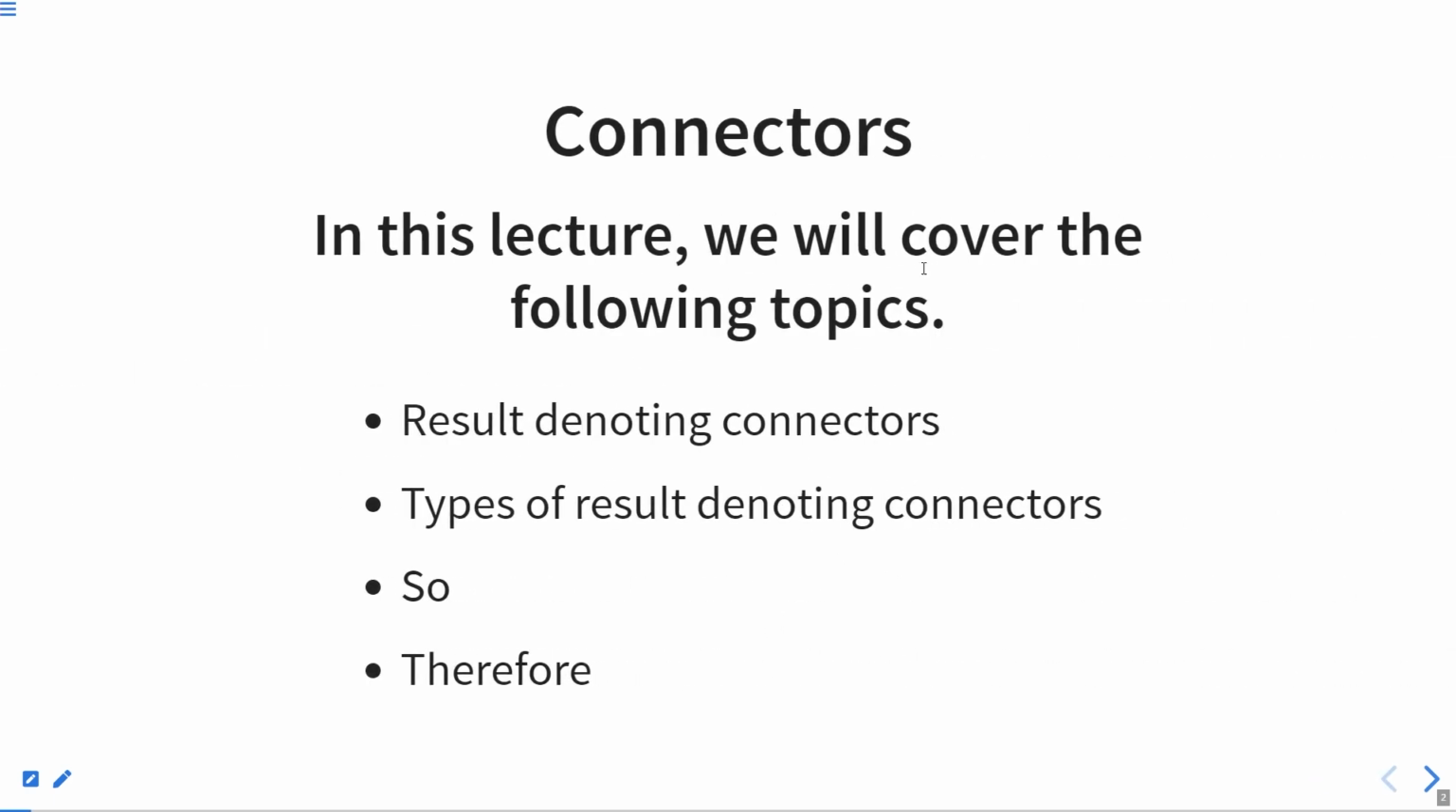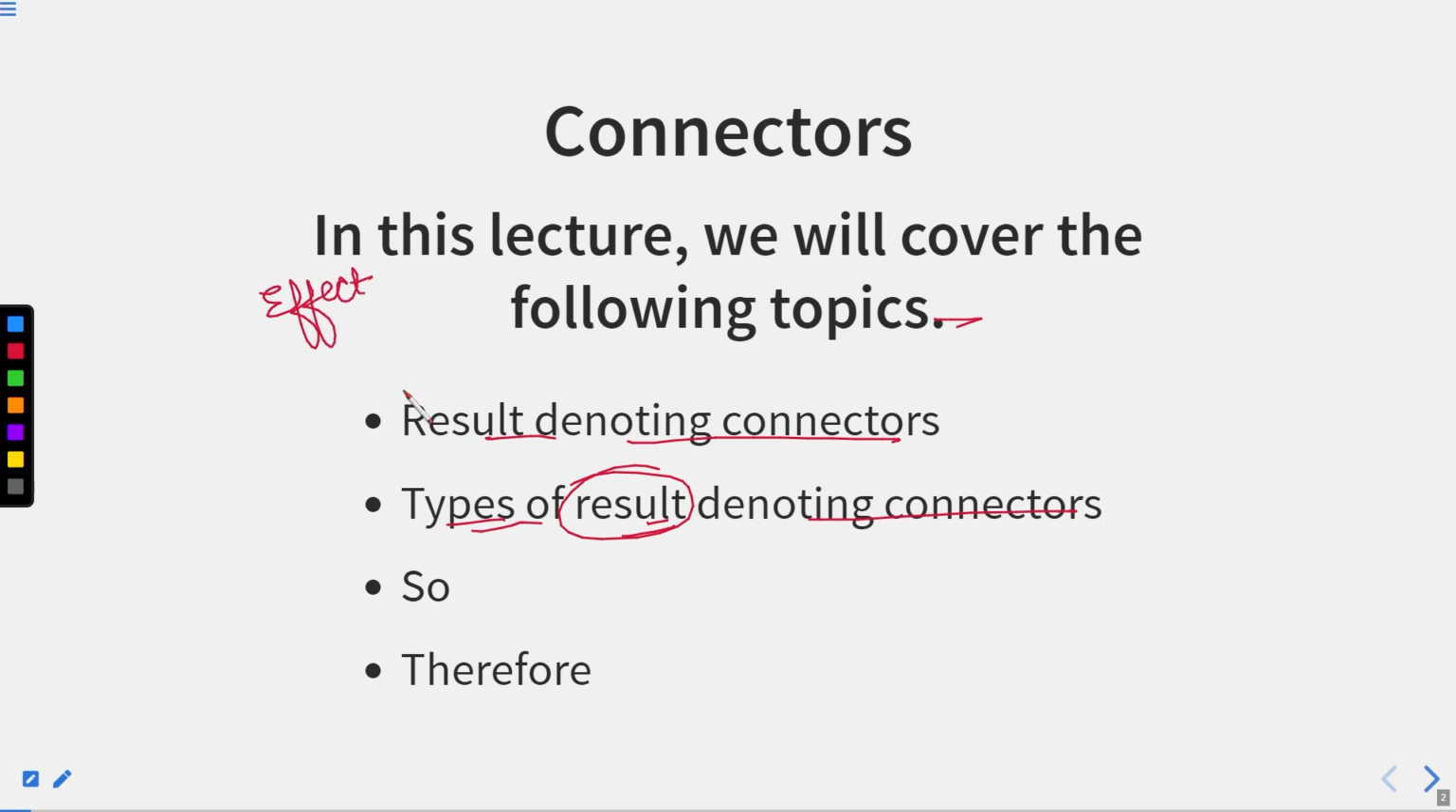In this lecture, we will cover the following topics. We are going to cover result denoting connectors, then types of result denoting connectors. Now result, what is the result? Result means the effect, which occurs due to some reason. Now we'll discuss so and therefore. So and therefore are actually result denoting connectors. So we are going to discuss these two as well.